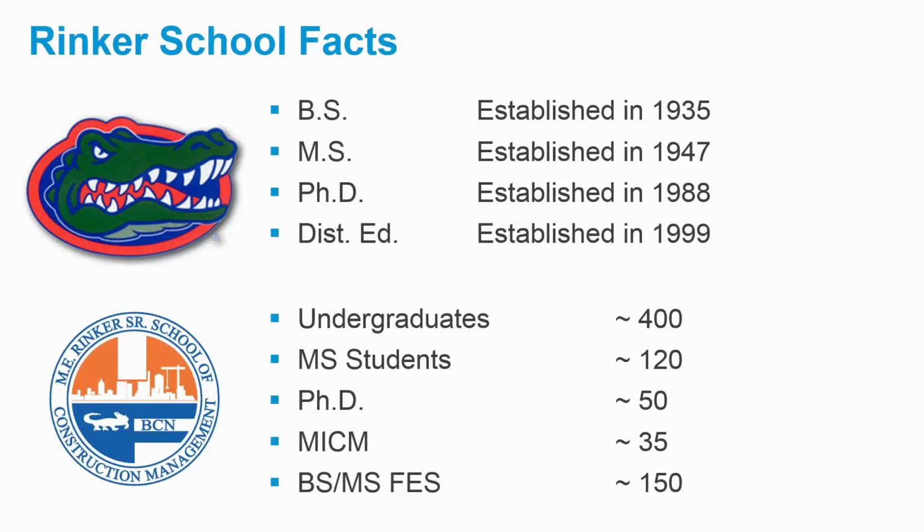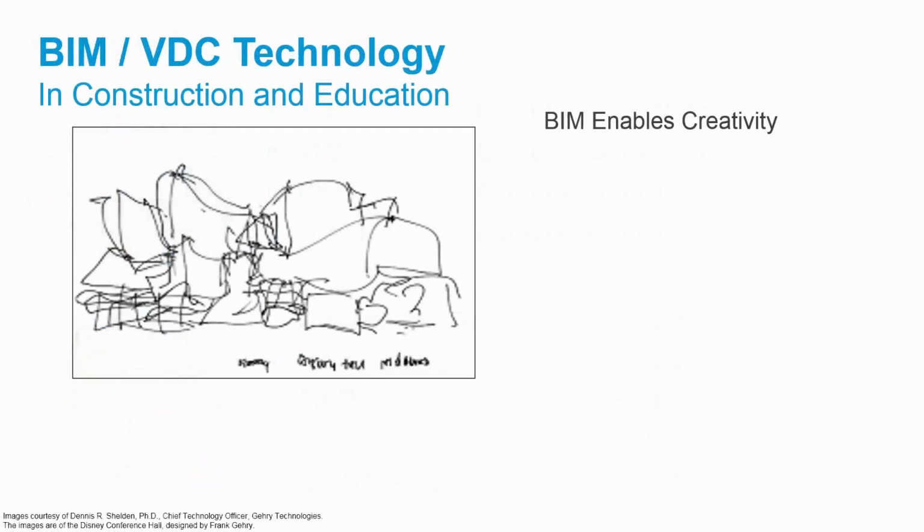Some facts about the school: the Bachelor of Science degree was established in 1935, the Master of Science in 1947, the PhD in 1988, and we started distance education graduate and undergraduate degrees in 1999. As far as enrollment is concerned, we have about 400 undergrads, 120 master's students, 50 PhD students, about 35 distance master's students, and about 150 bachelor's and master's fire and emergency services students.